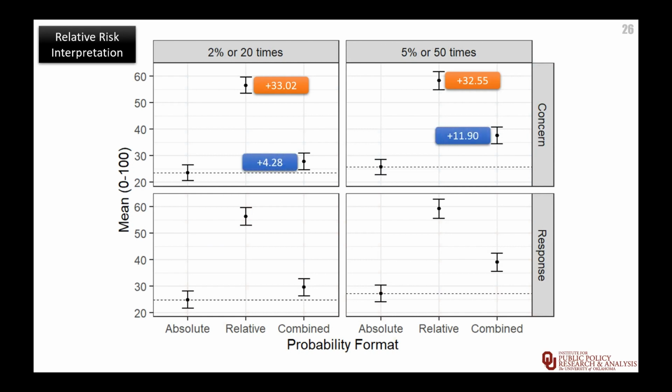But when we look at the combined format, level of concern is increased, but not nearly to such an extreme level. It's increased by about 4 points in the low risk group and by about 11 points in the high risk group. Again, all of these differences are statistically significant because we can see that the central tendency values are outside of those confidence intervals, at least at the 90% confidence level. When we look at the response values, it's basically the same story. Huge increase in likelihood of response for just the relative risk, smaller but notable increase for the combined information. So we're not going to talk too much about response because it's so similar to concern.